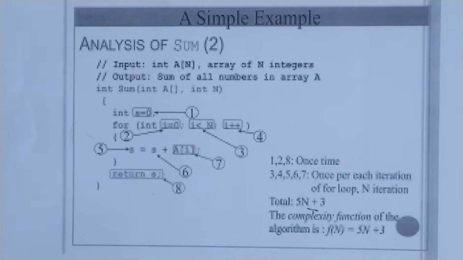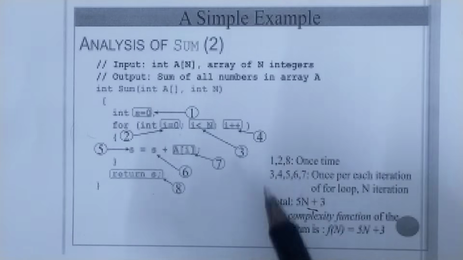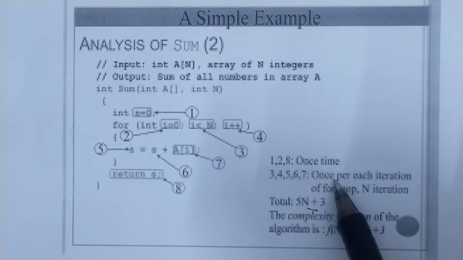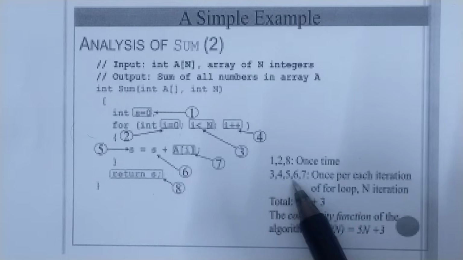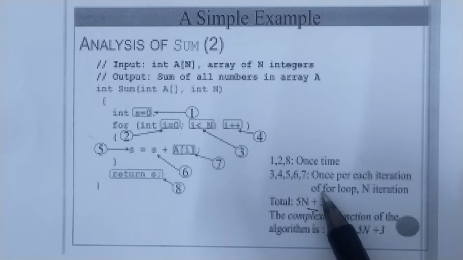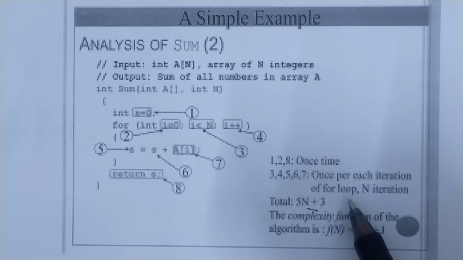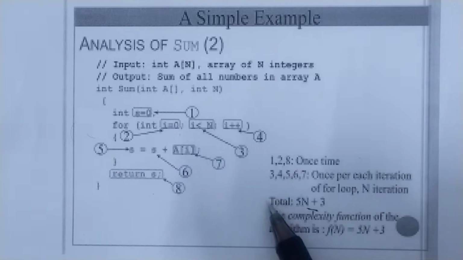Here I have explained an example for calculating time complexity of a program. In this program, instructions 1 to 8 are executed only once, while instructions 3, 4, 5, 6, 7 are executed once per iteration, and there are n iterations present in the program. Therefore, the total time complexity of the program is 5n plus 3, as you can see in the example.